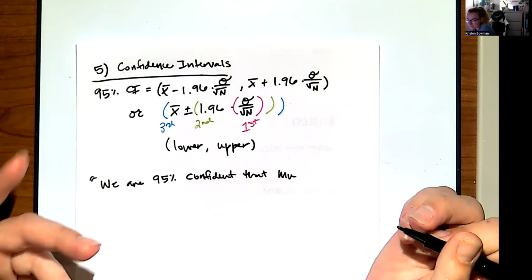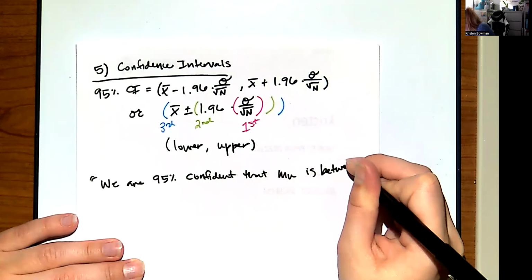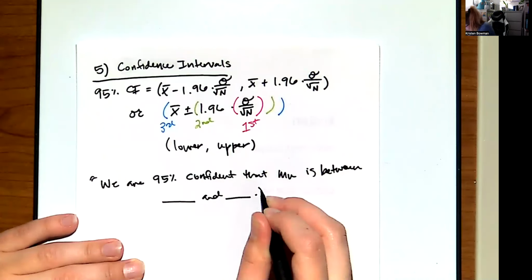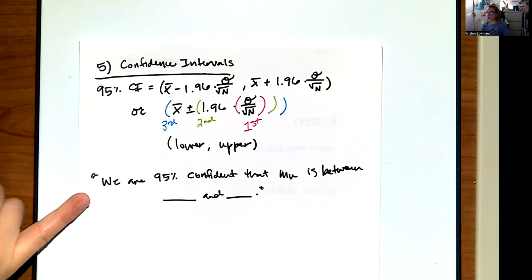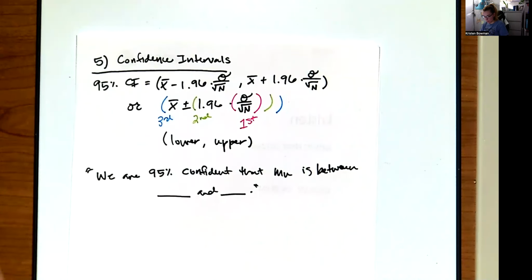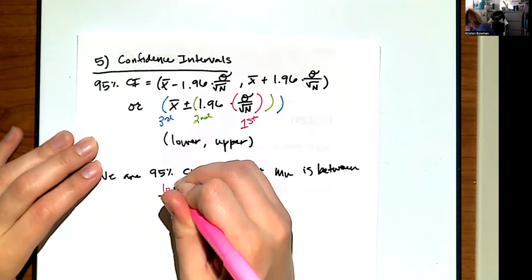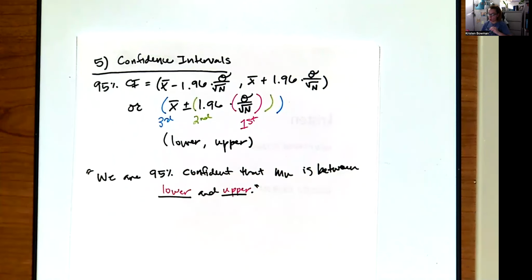Mu, that's it in words, is between this and this. What I want you to do on your exam is write this. You need to write the statement. It doesn't really make sense without the statement. I want the statement, and I want the lower amount to be here and the upper amount to be there.